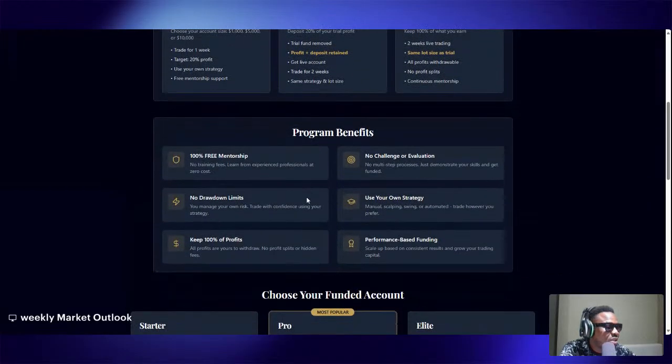The benefits, I don't have time to read all of them out for you. The benefit of this one is that you can have free mentorship with it, which also teaches you. There's no challenge, because it's not a prop firm account. No challenge, no evaluation, there's no drawdown limit. But of course, on this account you have limited time to trade because you have a target to meet. It's easier to meet that target anyway.